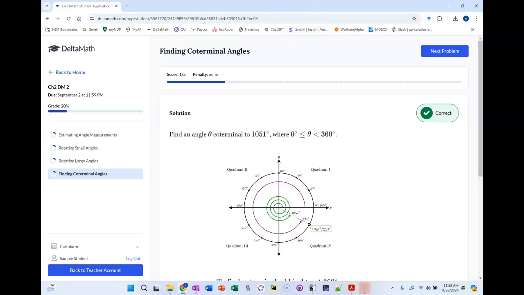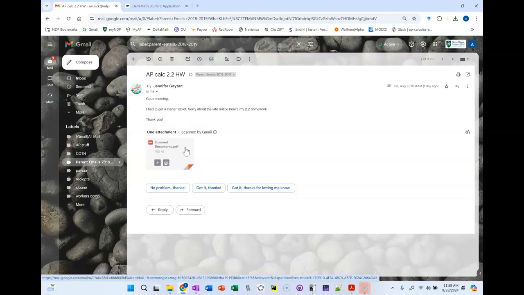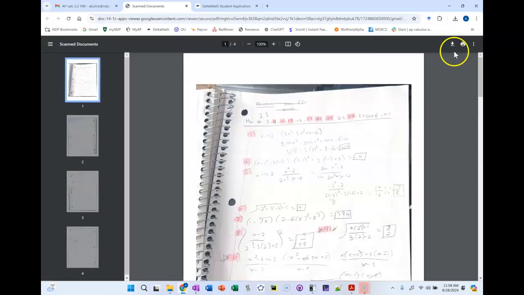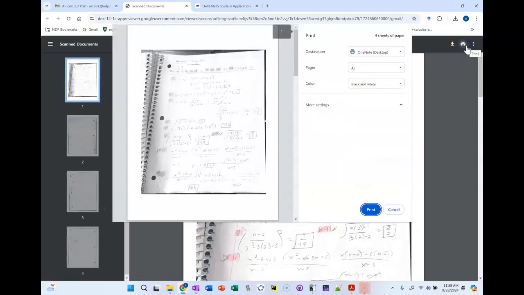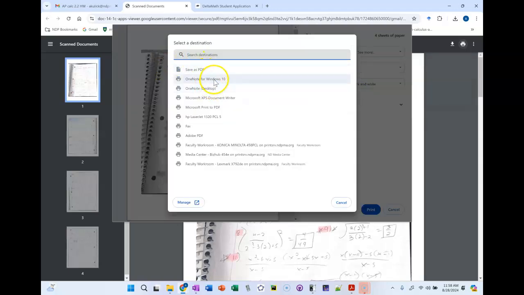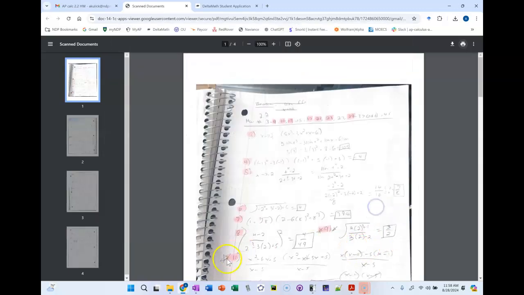So once you have that email to yourself, let me show you how to get that from the email into OneNote. This is just an email from a student that sent me their homework. I'm going to click on the attachment, then click on the little print button up here. For whatever reason, it opens a new thing and makes me do it again. From the destination, I'm going to pick OneNote desktop. You might have to do the see more and pick it from there, but you want the desktop one. And then you just hit print.